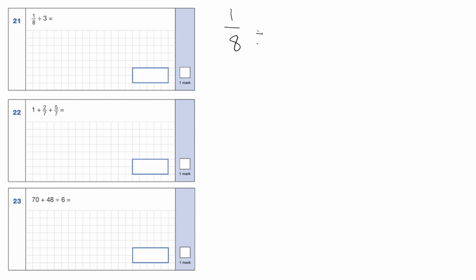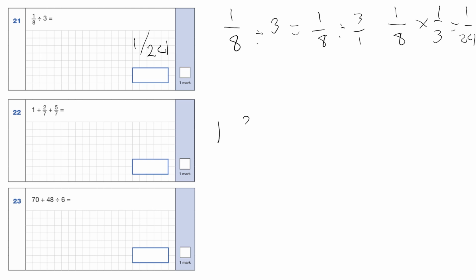1/8 divided by 3, same as 1/8 divided by 3 over 1, change it around. 1/8 multiplied by a third equals 1/24. Then we've got 1 whole, add 2 sevenths, add 5 sevenths. So 1 whole, 2 sevenths, add that 5 sevenths. That's another whole. That's basically just 2 wholes.